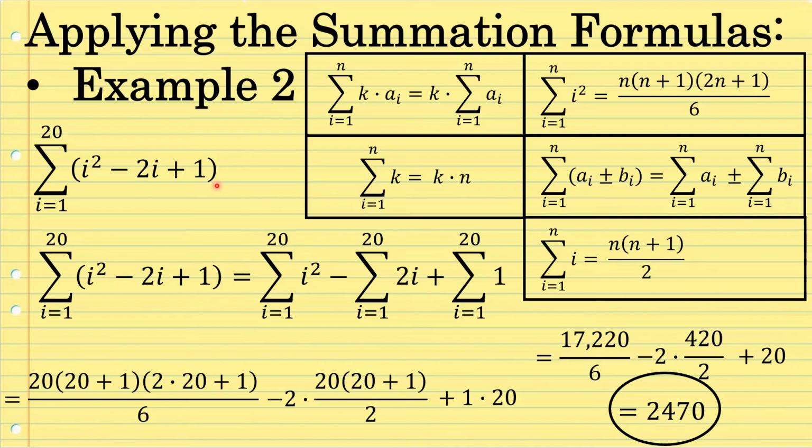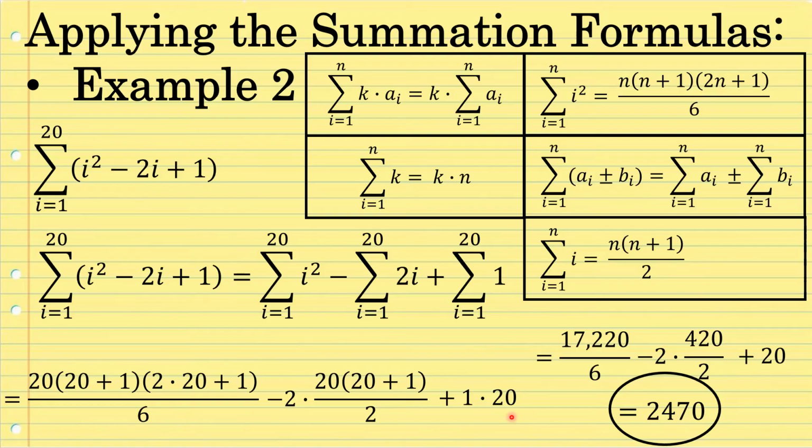Again, this 2,470 represents the result of doing 1 squared minus 2 times 1 plus 1, plus 2 squared minus 2 times 2 plus 1, plus 3 squared minus 2 times 3 plus 1, the whole way up to 20. The result of that sum would be 2,470. That would be a lot less efficient than using the properties and formulas described here to find the sum using the method described.